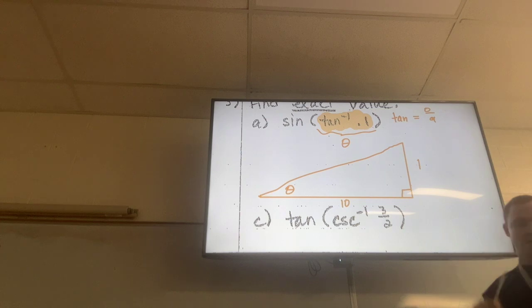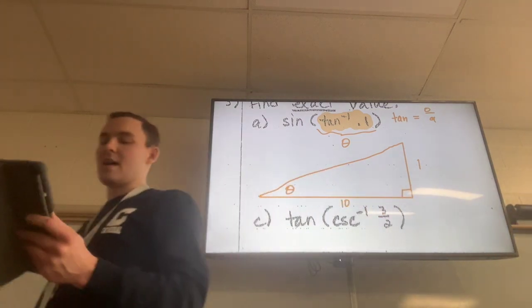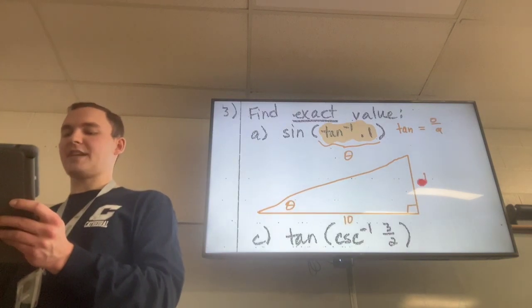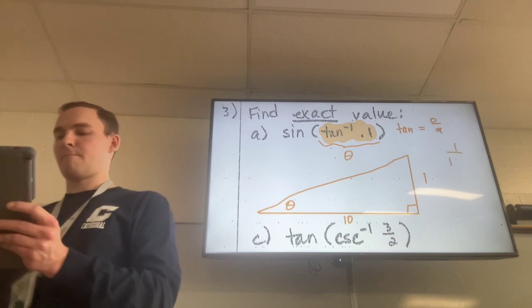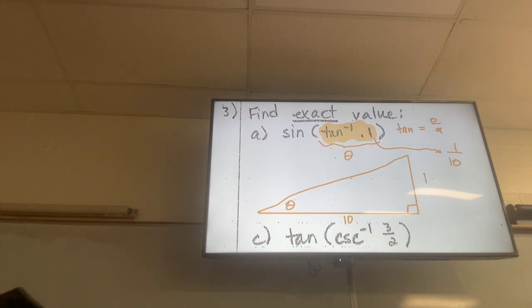Okay. Well, how can I fill in that third side there? Wait, how'd you get that? So when I divide this opposite leg by this leg, it needs to be equal to 1 over 10. So it could be 2 or 20. Yeah. So how do I fill in that hypotenuse? Pythagorean theorem. So 10 squared plus 1 squared. So root 101.